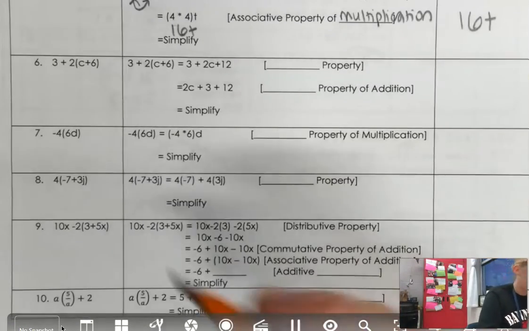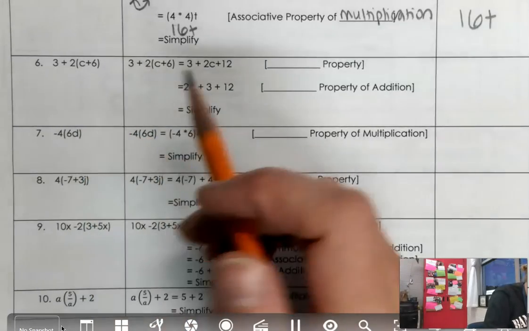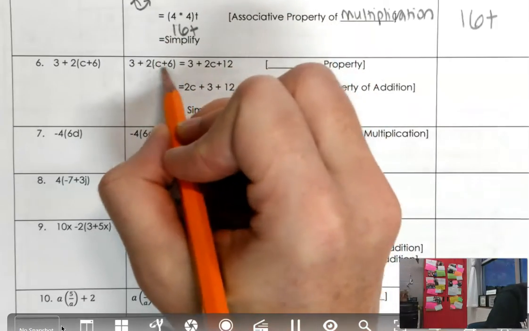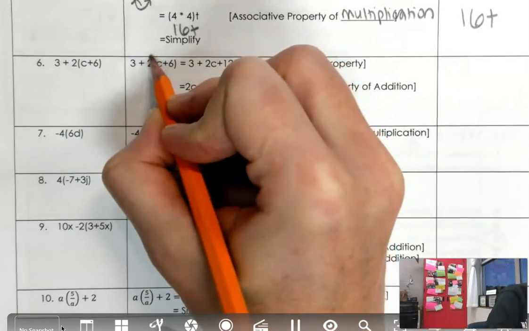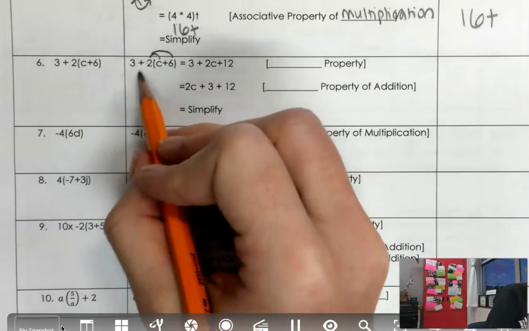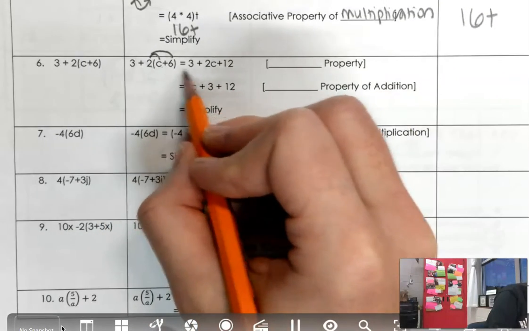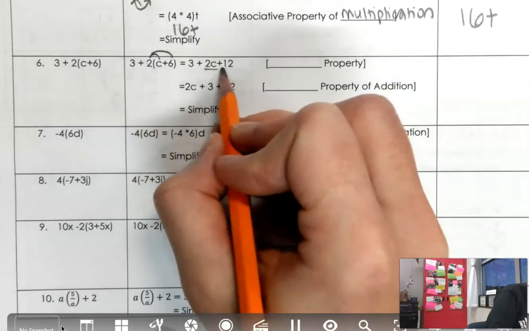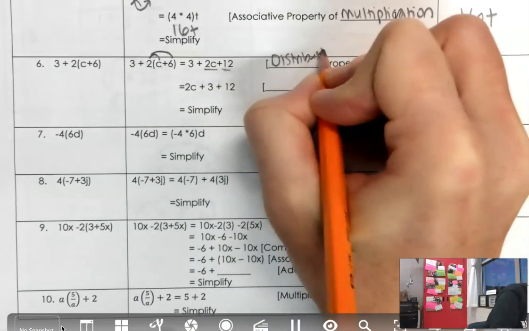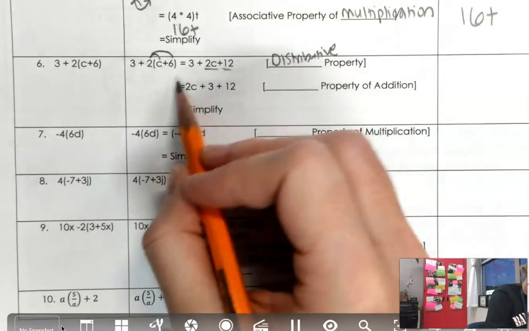All right, so number 6, 3 plus 2 times c plus 6. All right, so the first thing we did is we dropped these parentheses. You can see that we took the 2 and we distributed it out. So 3 plus 2 times c plus 6. 2 times c is 2c, and 2 times 6 is 12. So we use distributive property to distribute that outside term too.